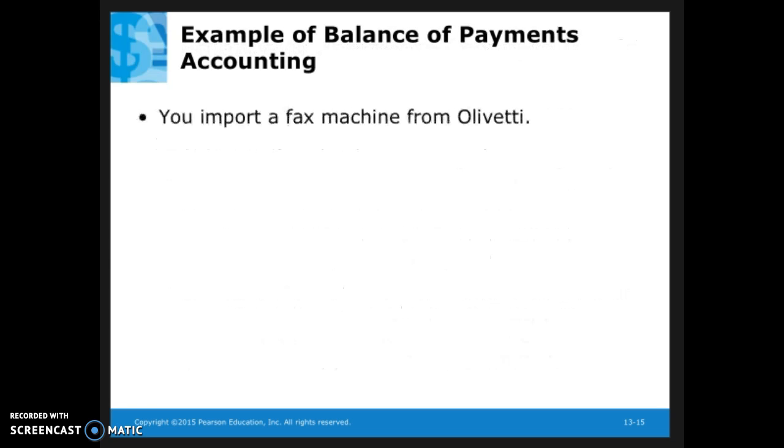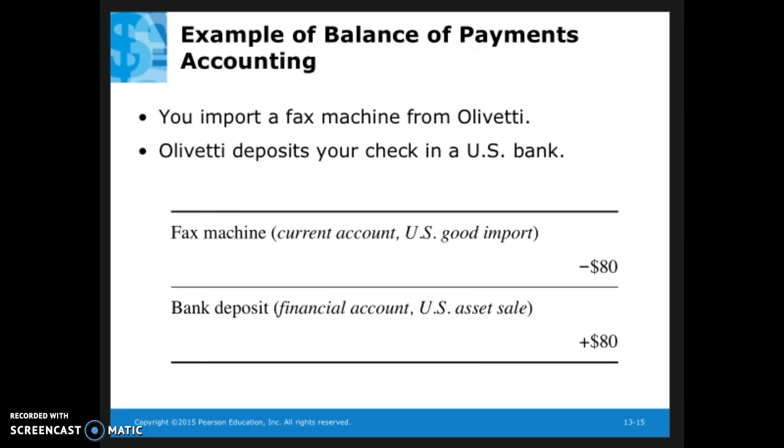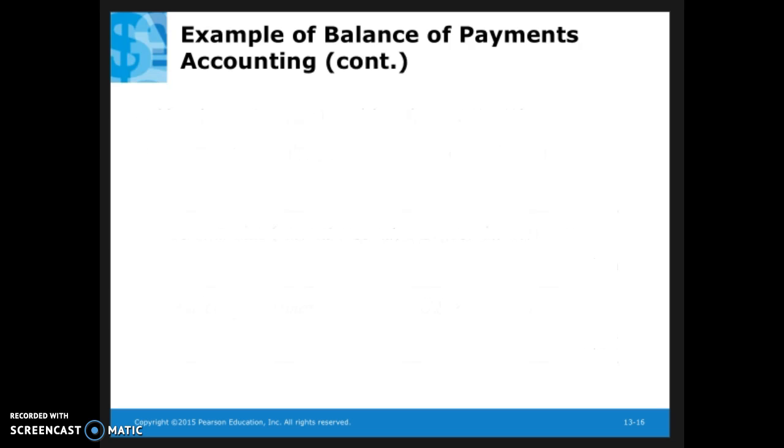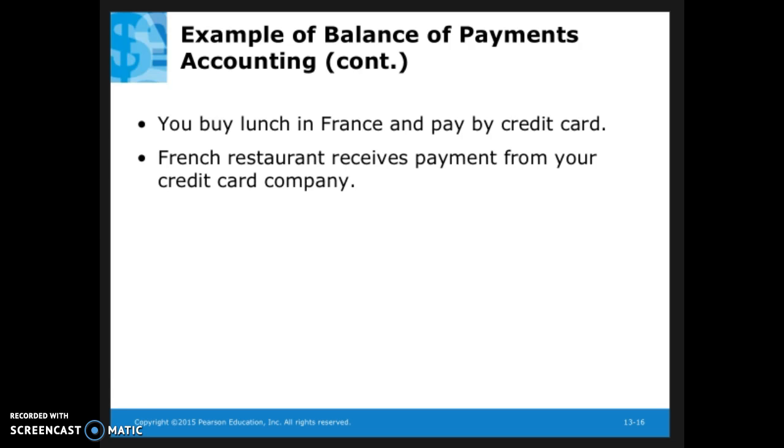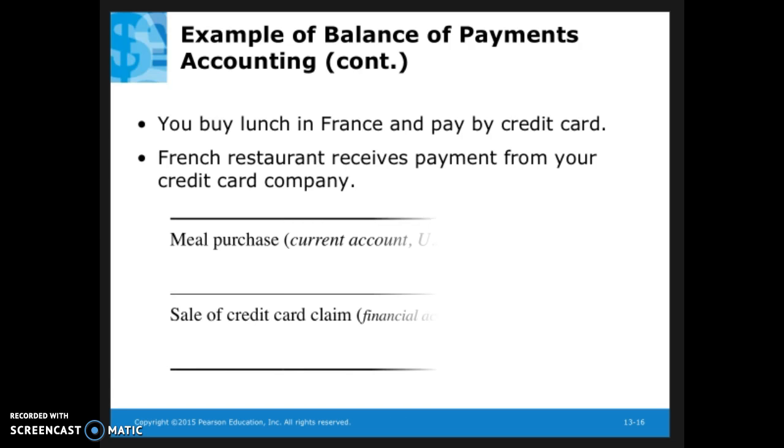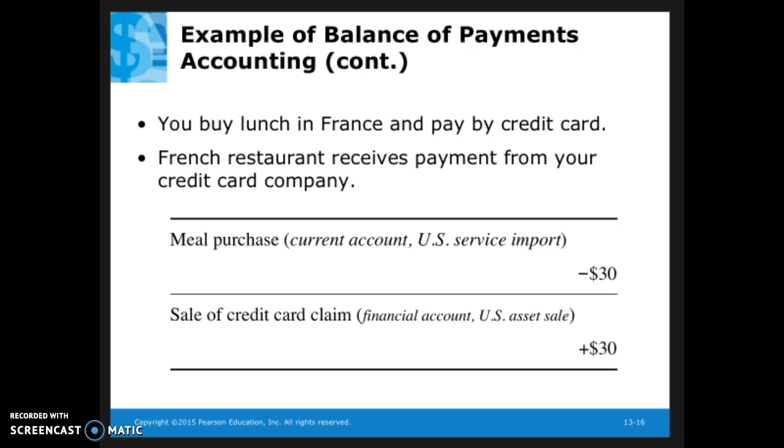So here's an example. We purchase a fax machine from Olivetti. They deposit your check in a US bank. So we have minus $80 on the fax machine and plus $80 for that bank deposit. Here's another example. You buy lunch in France and pay by credit card. The French restaurant receives payment from your credit card company. So the meal purchase is a US service import of negative 30. And we have a sale of a credit card claim, which is $30, which is an asset sale.